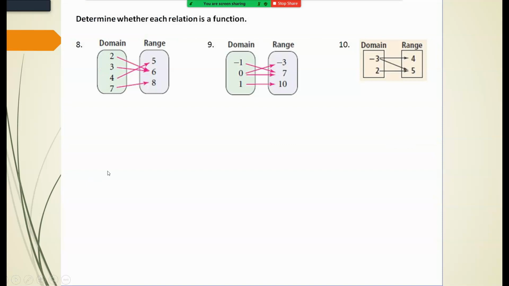All right, so domain and range. Determine if each element of the function is a function or not. And then if it is a function, is it one-to-one or onto? So determine whether it is a function and then if it is one-to-one, onto, or both. So in number 8, for every x, there is only one y. So yes, it is a function.